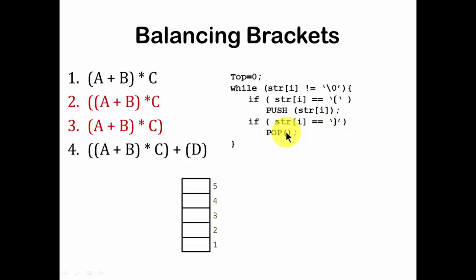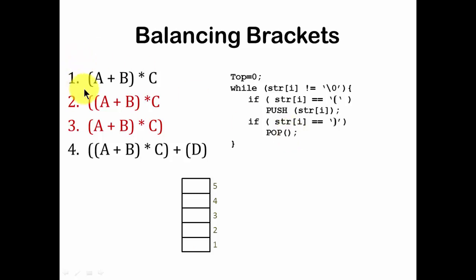So let's take an example. In the first expression, there is this left parenthesis. If str of i is equal to left parenthesis, this condition would be true. You push it in the stack. A, plus and B are three other characters that you will get. For these three characters, you have not defined any function in the while loop, so nothing will happen. Then you will get a right parenthesis. This condition will be true, and when it is true, you pop the element, that is, you take the element out of the stack.